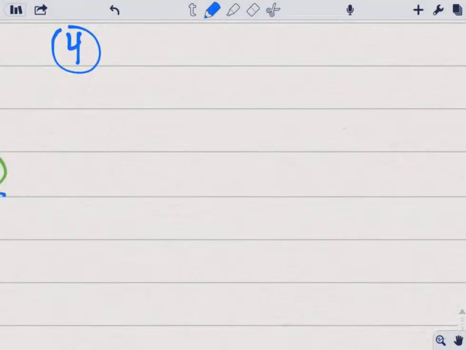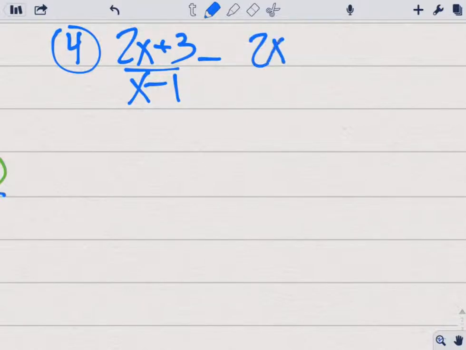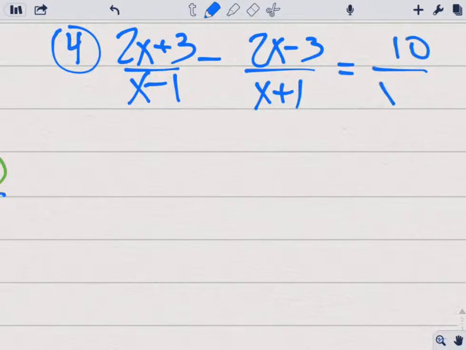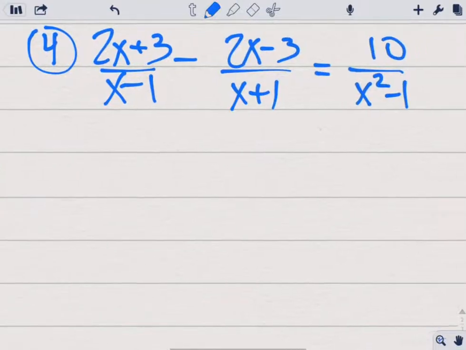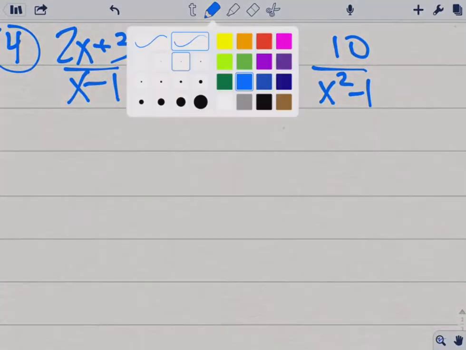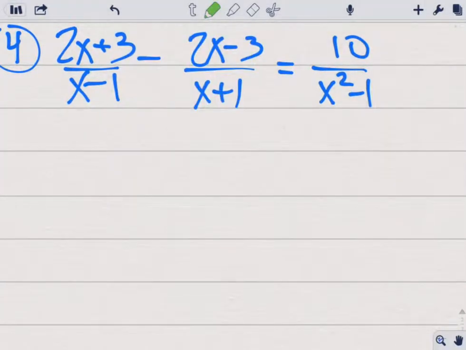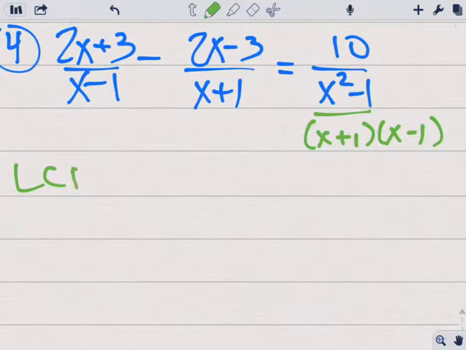This is our fourth example we've looked at. This is 2x plus 3 over x minus 1 minus 2x minus 3 over x plus 1 equals 10 over x squared minus 1. Okay, so that looks a little more complicated. Well, the good news is that piece factors as x plus 1 times x minus 1, which makes our LCD x plus 1, x minus 1.